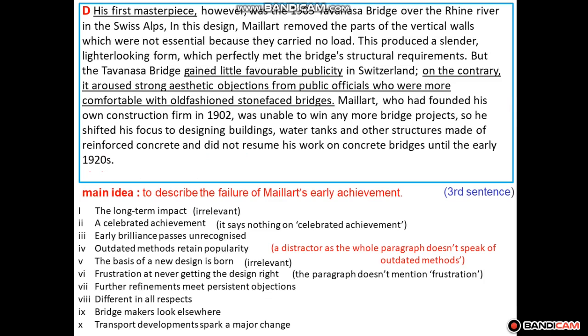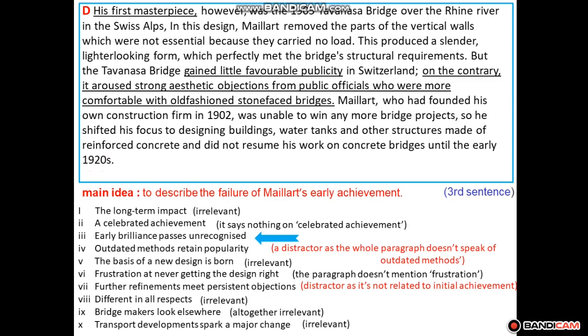Fifth one, irrelevant. Sixth one is the paragraph doesn't mention frustration. Seventh one is again another distractor as it's not related to initial achievement. Fine. Eighth, irrelevant. Ninth, altogether irrelevant. And 10, irrelevant. Now, 3 is the best match.